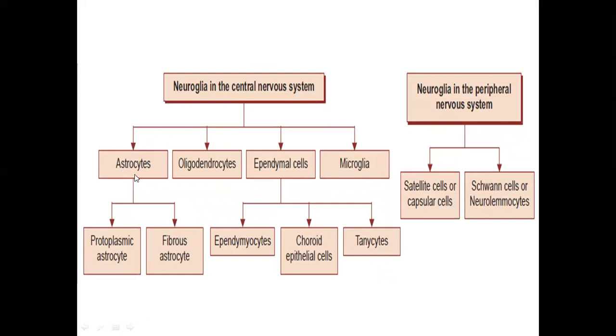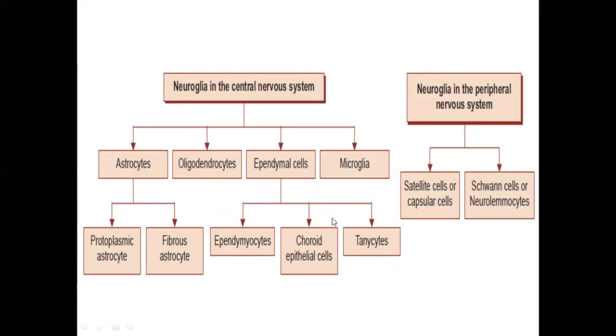We have star-shaped cells, which are astrocytes. If the processes are thick with protoplasm, you call it protoplasmic, and if they are very thin, like fibrous, then you call it fibrous astrocytes. We have oligodendrocytes, we have ependymal cells lining the central canal and the ventricles of the brain, and we have microglia, which are the cells concerned with phagocytosis, isn't it?